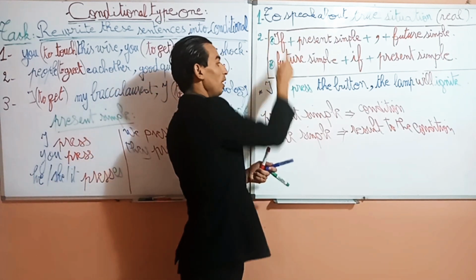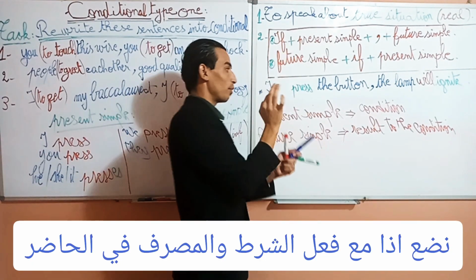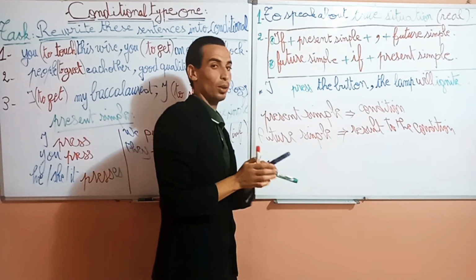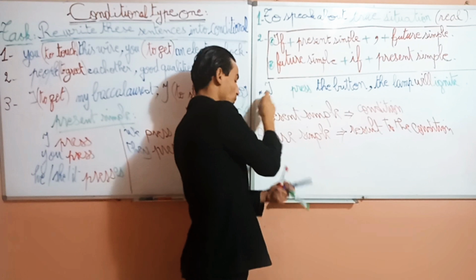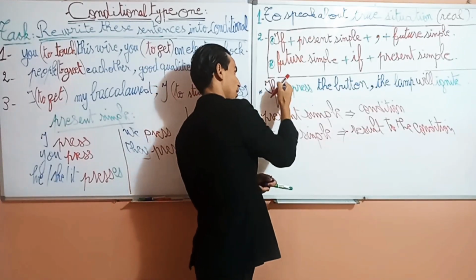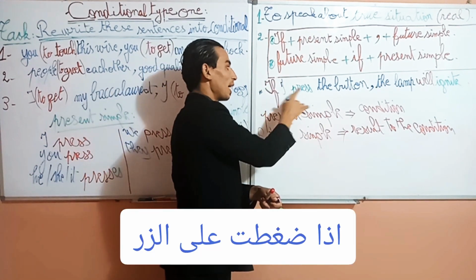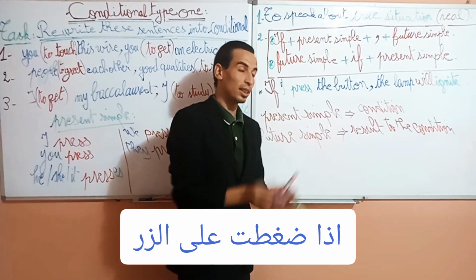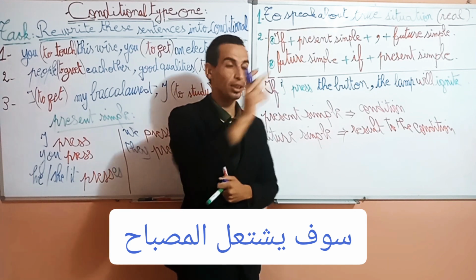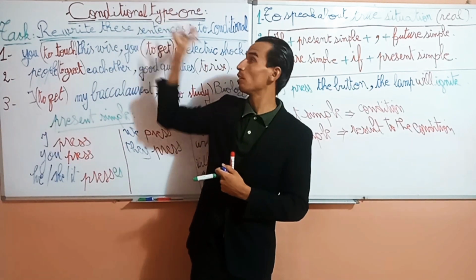But we still have if. Where do we put if? We put if with the verb that is condition and conjugated in a present simple. Where is it? It's here. So we put if here. And we read, if I press the button, the lamp will ignite. Very good. And like this, we have a sentence written in conditional type 1.